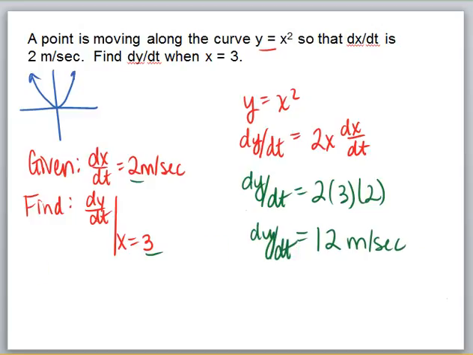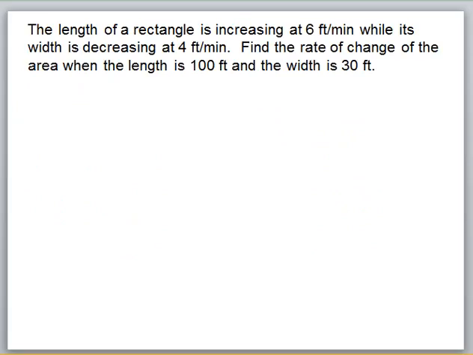This one was pretty simple. The next one talks about the length of a rectangle increasing. I'm not even going to finish reading the problem. I'm going to draw my rectangle. The length is increasing at 6 feet per minute while its width is decreasing. Decreasing means I'm going to have to put a negative in front of there, so I'm going to do that right now. Find the rate of change of the area when the length is 100 and the width is 30.